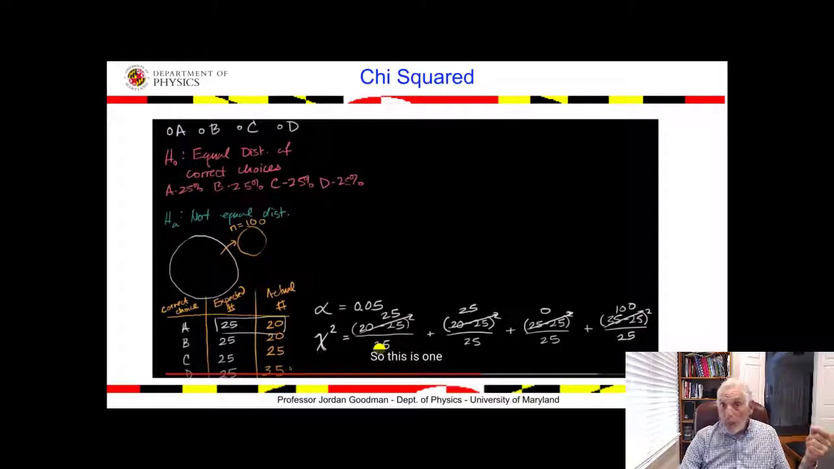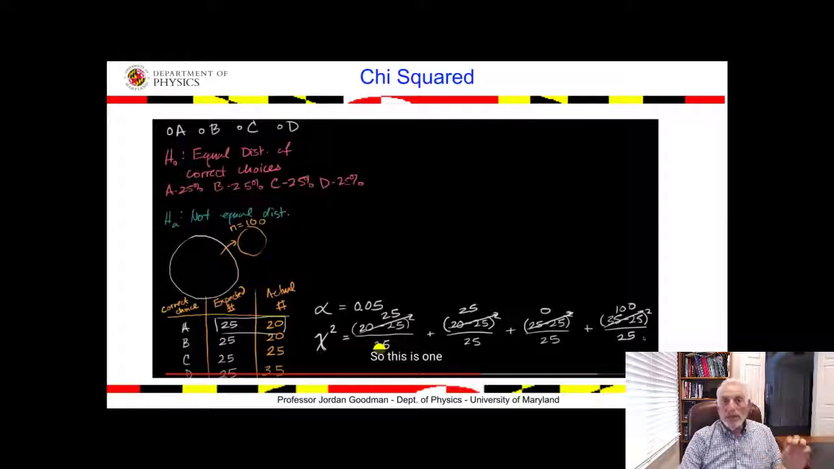And they went through and they computed the quantity chi-squared, which was the sum of the difference between the number they got, in the first case 20, minus 25 squared, divided by 25. And then they did this for each of the 4 terms. And then they looked this up and asked the question, was this consistent with what they expected? And they set a minimum expectation, that the probability, the p-value, was greater than 0.05.